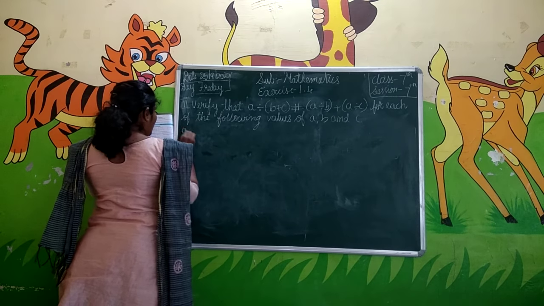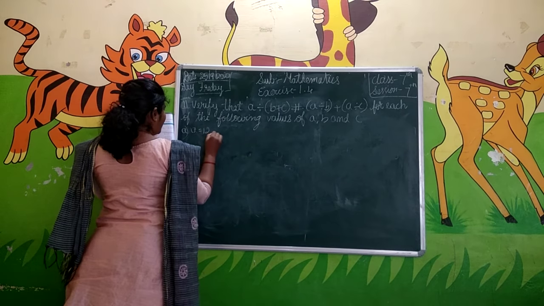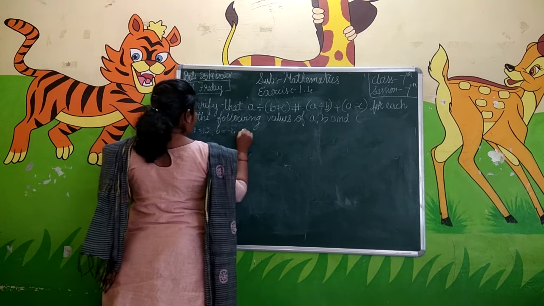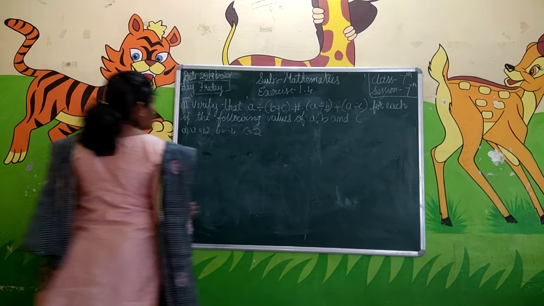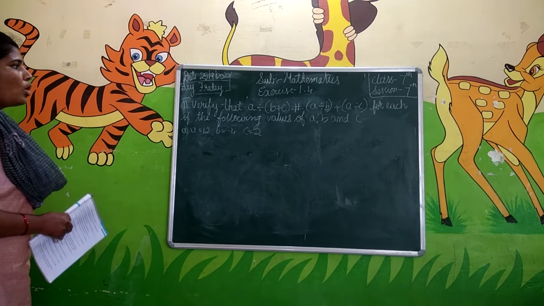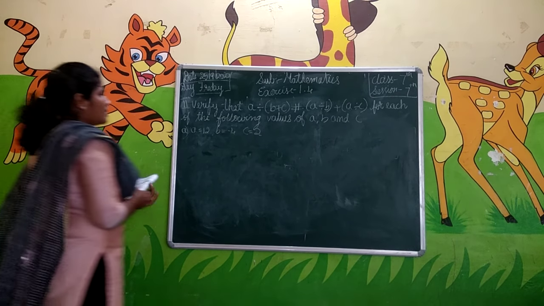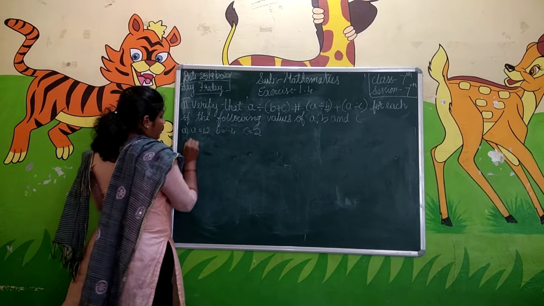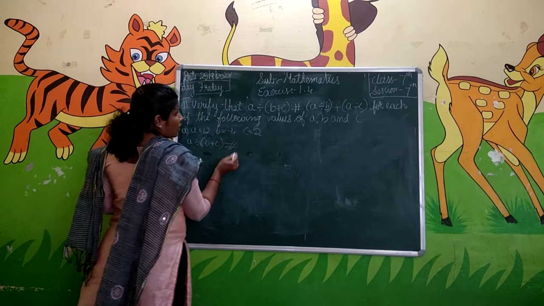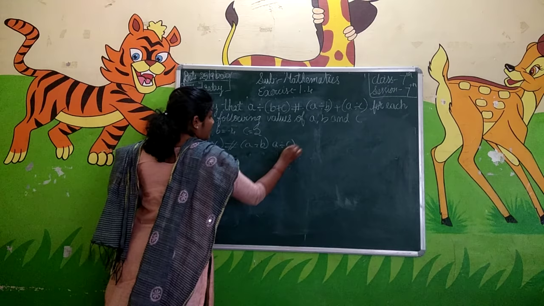Here they have given the values of A, B and C. Here A is equal to 12, B is equal to minus 4 and C is equal to 2. What they have given: verify that A divided by (B plus C) is not equal to A divided by B plus A divided by C.